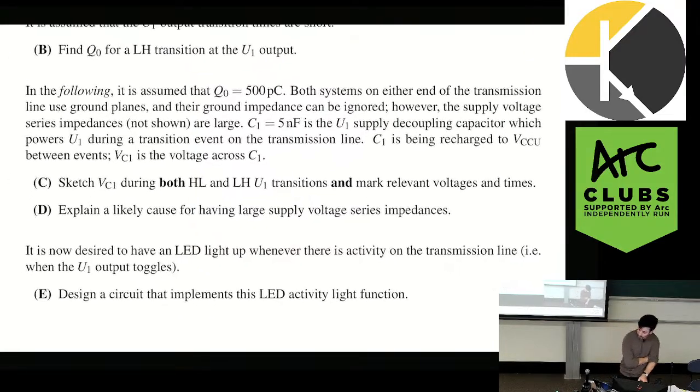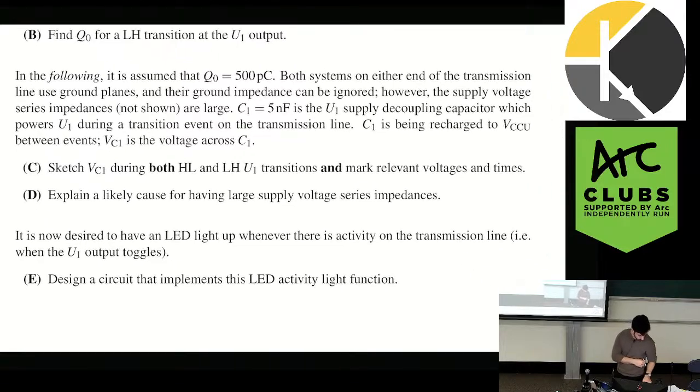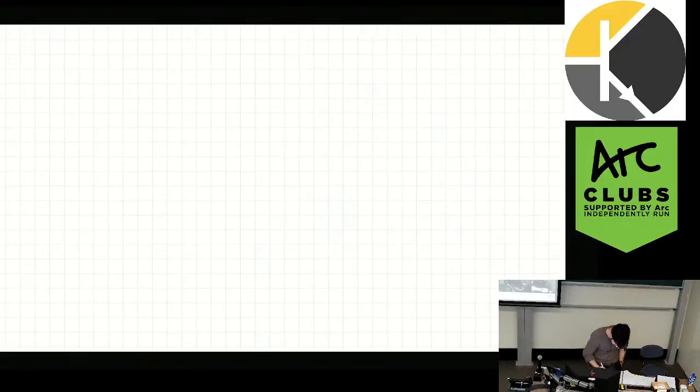Now, the next one is a design question. So this one's interesting. It is now desired to have an LED light up whenever there is activity on the transmission line, i.e. when the U1 output toggles. Design a circuit that implements this LED activity light function. So maybe just to make it a little clearer, I'll outline what needs to be done.